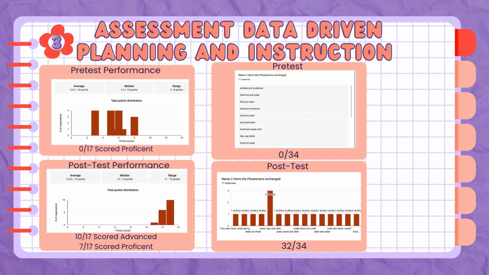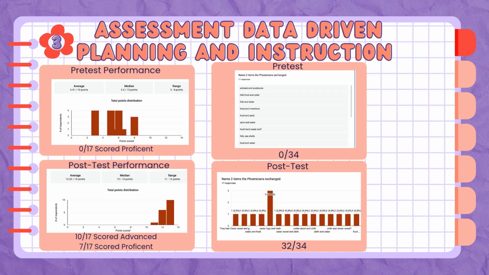From the pretest data, I gathered that I needed to go over how the sea helped the Phoenician land prosper, as well as what they had to trade and where that came from. As you can see here, one of the questions was name 2 items the Phoenicians exchanged. The answers to this question that I got on the pretest were animals, sculptures, fish, food, sand, and seashells. On this question, 0 out of 34 points were scored. It is out of 34 because this question was worth 2 points.